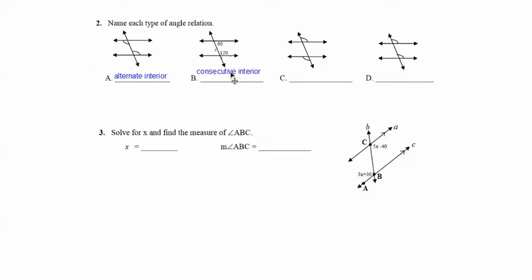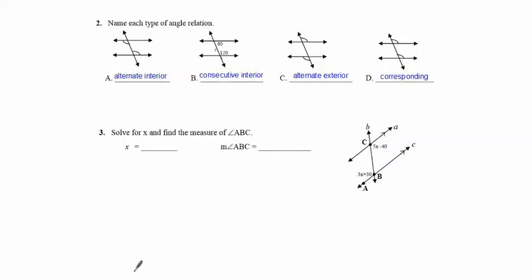So they're consecutive interior. Here the angles are on alternate sides of the transversal, but on the outside space, outside of the parallel lines, so they're alternate exterior. And lastly, we have two angles that correspond in the same location of each intersection. They're both on the top right, so they are corresponding angles.